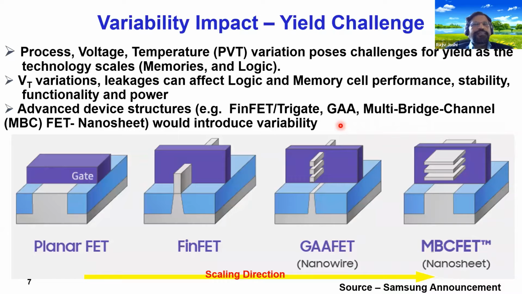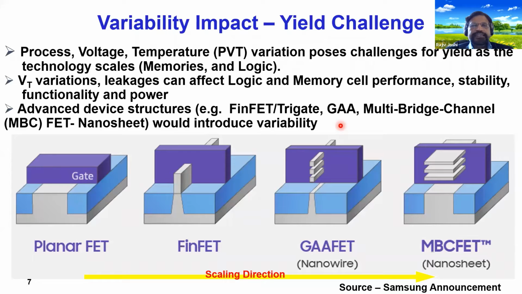So what happens then? Look, all these memories are formed of devices, right? So there is always process, voltage, temperature variation. But the challenge is, how do you understand it? How do you capture it? And there are many parameters which affect it, but the key one is VT, or the threshold voltage, which affects many aspects of this.